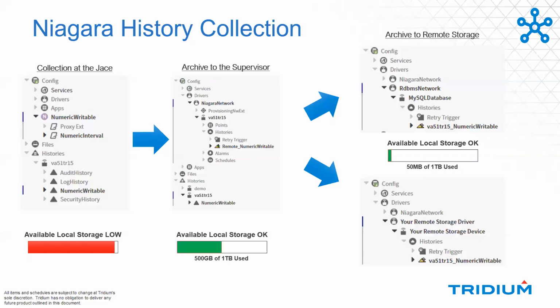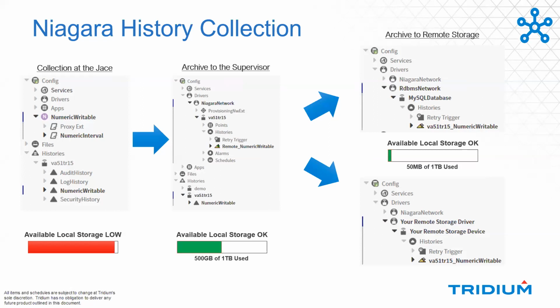Probably the easiest way to start explaining it is to maybe take a step back and talk about history collection within Niagara. So we'll start with the left, starting with collection at the JACE. So you have your station running on a JACE. It's got drivers connected to different equipment protocols and equipment controllers.